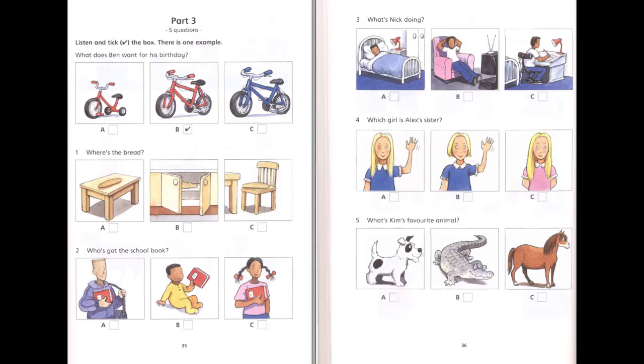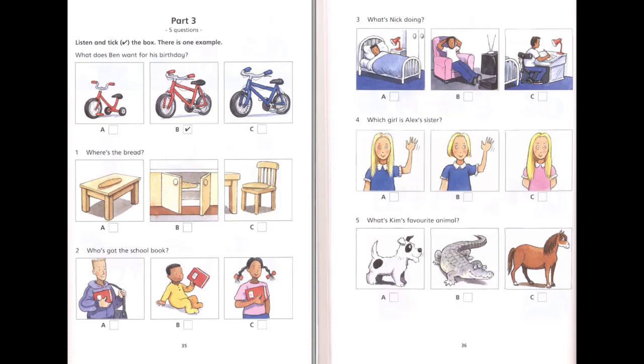What does Ben want for his birthday? What do you want for your birthday, Ben? Oh, a big bike. What, a blue bike like your brother? No, a big red bike.